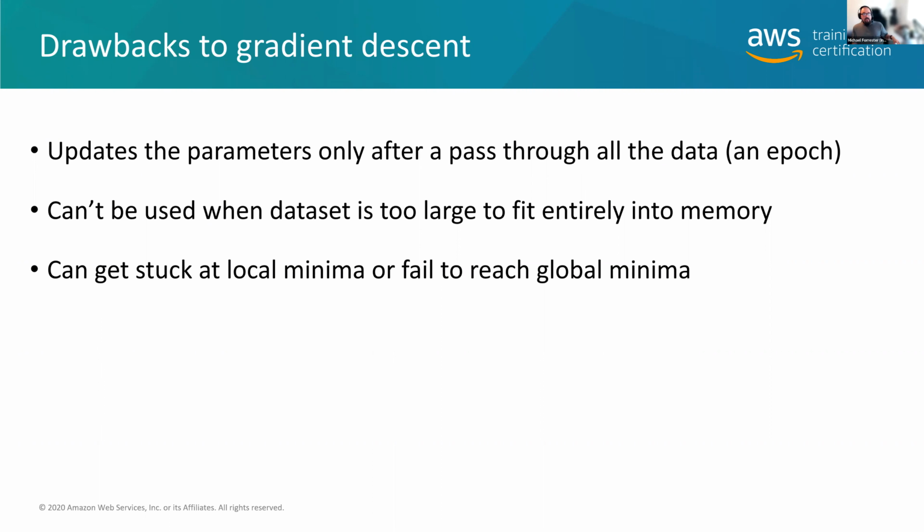So there's a couple of different variations. There's gradient descent, which is going to be the slowest for large data sets. So let's talk about some of the other variations. Then you've got stochastic gradient descent.